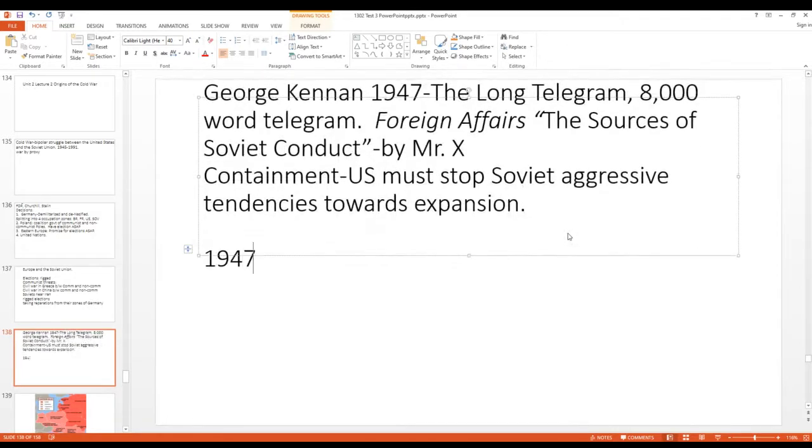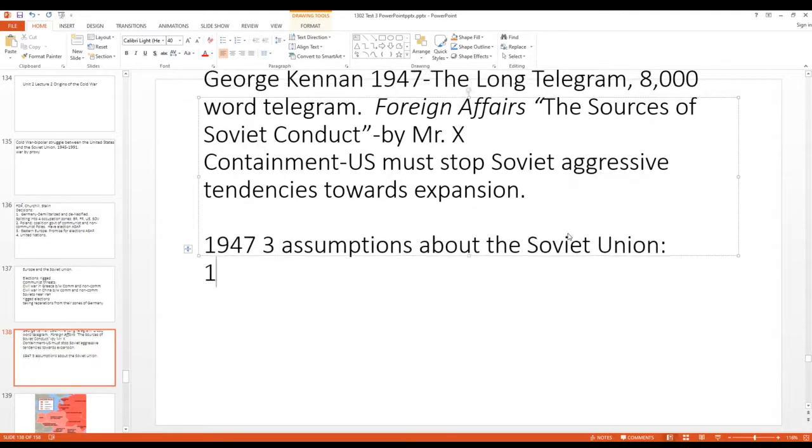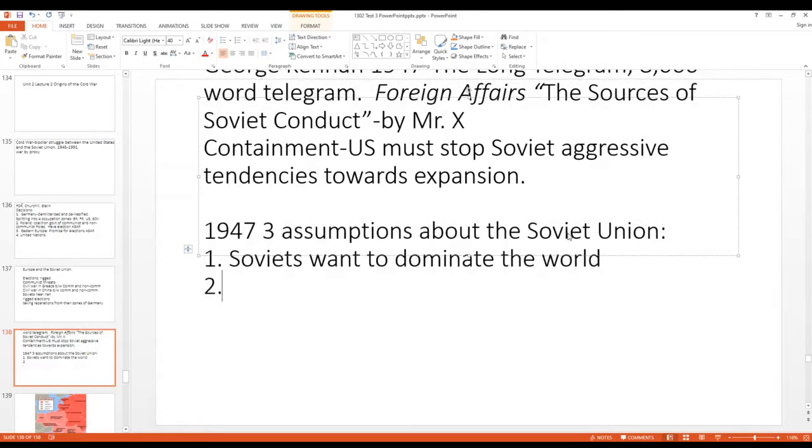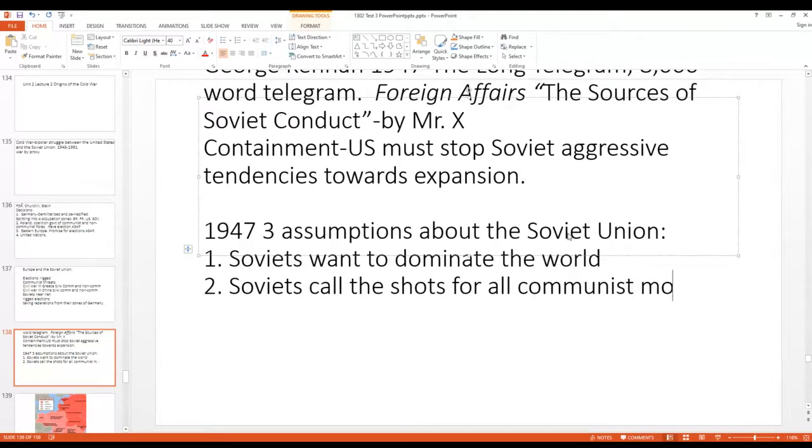And so by 1947, three assumptions about the Soviet Union have formed. Assumption number one is that the Soviets want to dominate the world. Assumption number two is that the Soviets call the shots for all communist movements in the world.